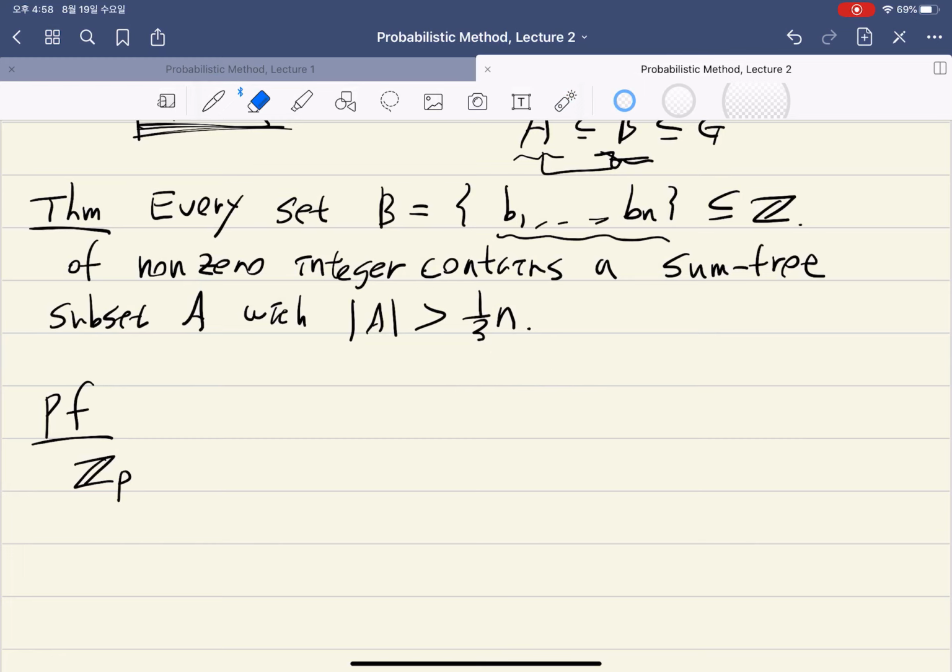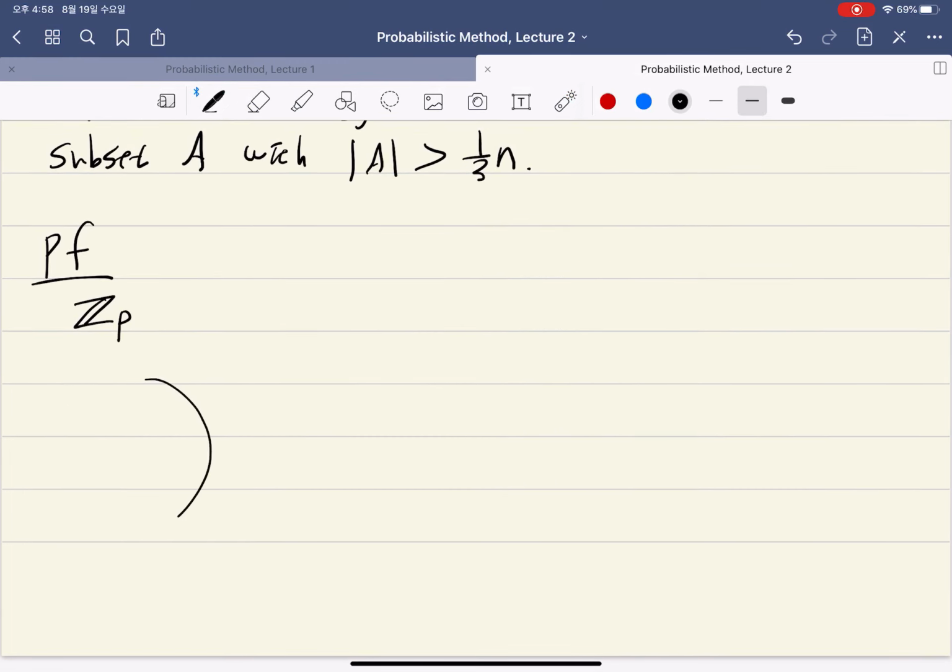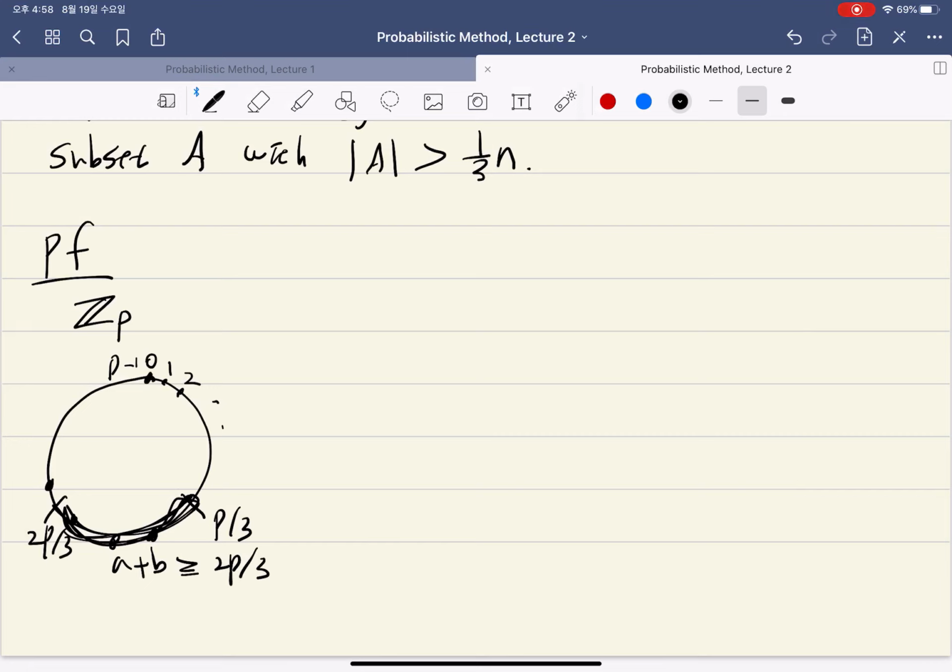And then in Z_p, the numbers wrap around. Here, if we take the middle third, the set between p over 3 and 2p over 3, then this middle part forms a sum free set. If you add two numbers here, the result is bigger than 2p over 3 and smaller than 4p over 3, so it doesn't wrap around and come back here. So that's one observation.